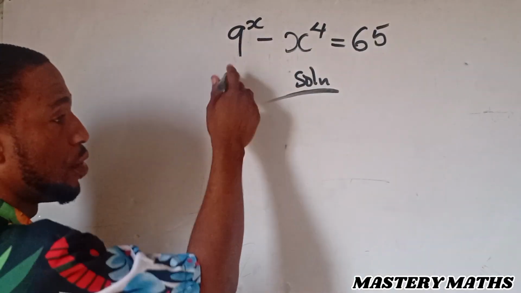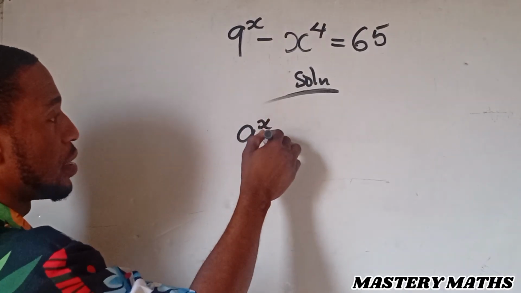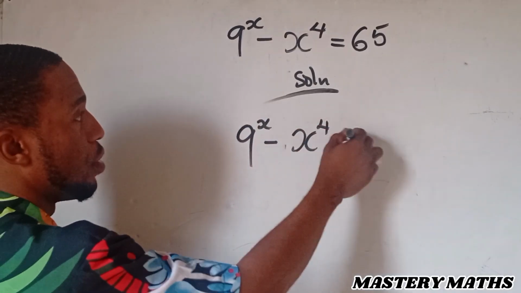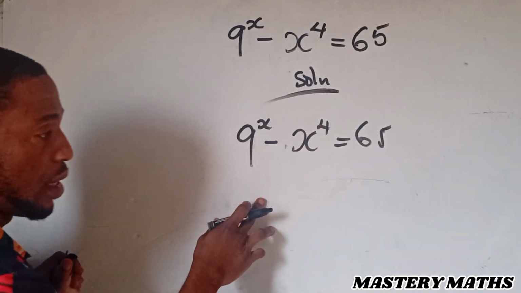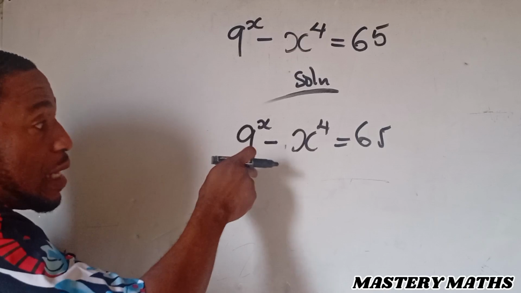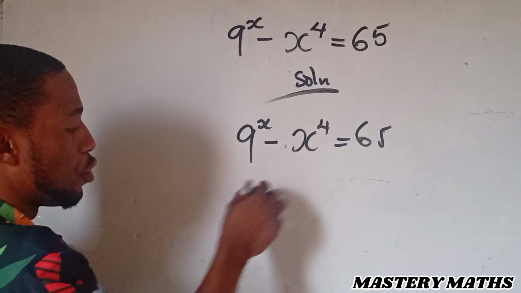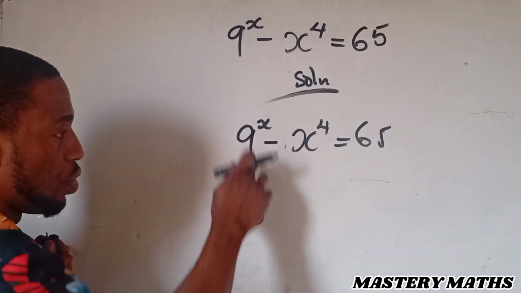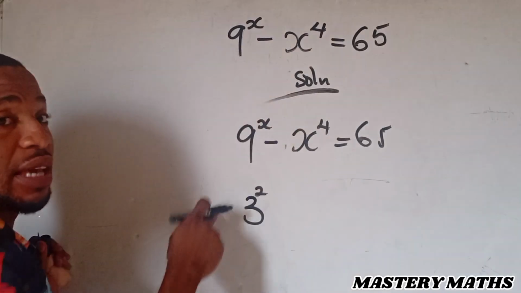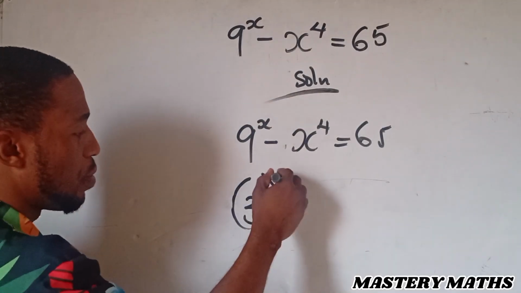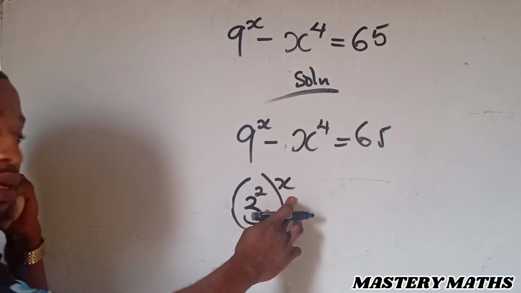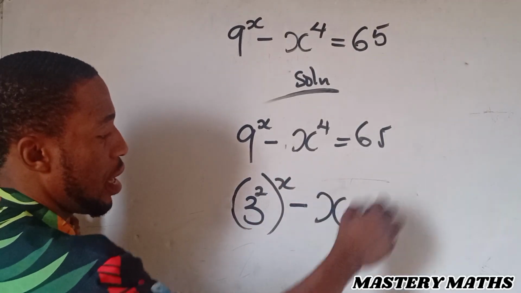Then you have 9 raised to the power of x minus 4 raised to the power of x equal to 65. Now, to do that, we need to look for the square root of 9. The square root of 9 is 3 raised to the power of 2. 3 to the power of 2 will give us 9. Now, what about that x on top? The x on top we take outside. Then here you have your minus, you have your x.